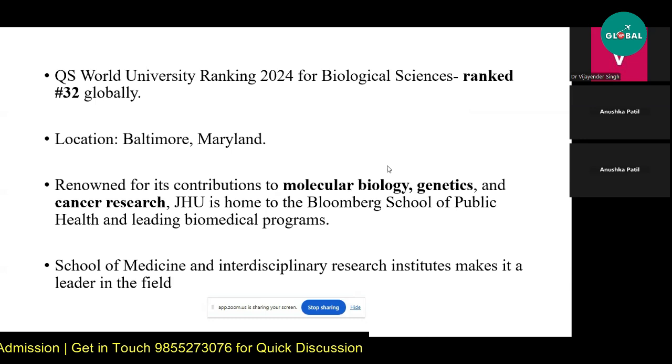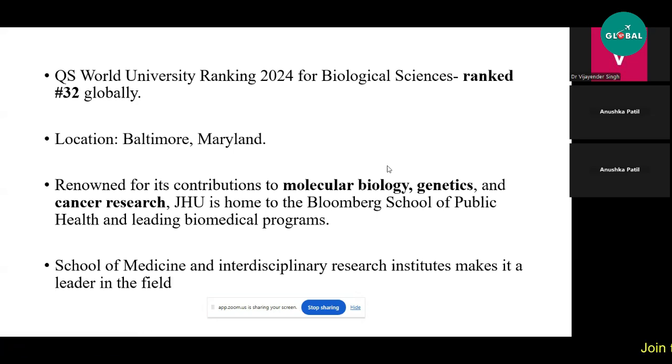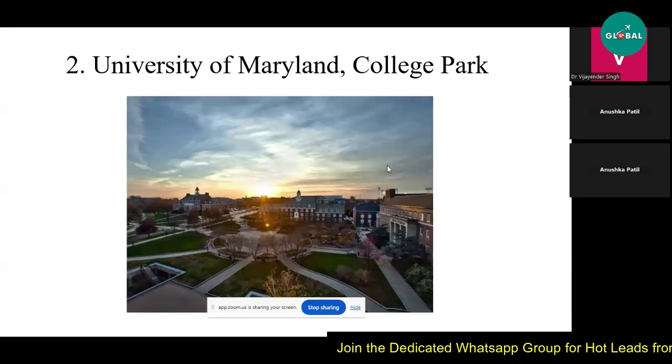So if you are interested in studying cancer research, or maybe genetics or molecular, or even cellular biology, then I think JHU is a perfect institution. It is also home to the Bloomberg School of Public Health. So if you are interested in research areas related to public health and biomedical programs, then this is one of the ideal institutions. The School of Medicine and interdisciplinary research institutes make it a leader in the field. So even if you're interested in medicine related aspects, you can try for this university.